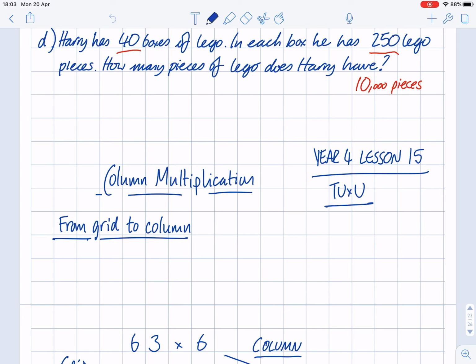So column multiplication, and you can see we're going to focus on tens and units multiplied by a unit. Already, you've been using this grid multiplication method, which we've been using right at the start of these lessons. And we're going to transfer that today to the column multiplication method.